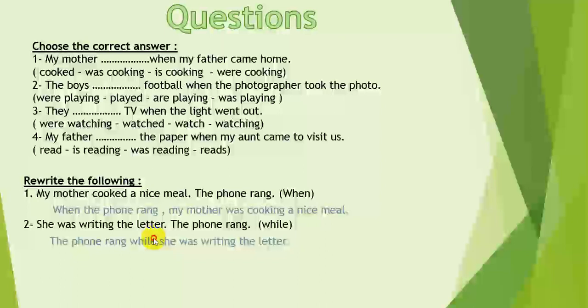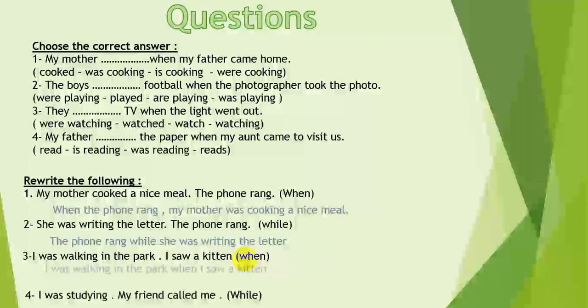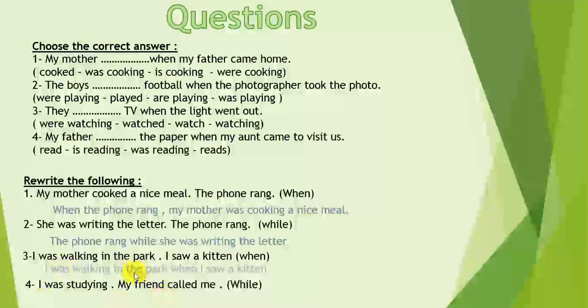Now, number 3. I was walking in the park. I saw a kitten. And here, when is capital? No. So I will put it in the middle of the sentence. What comes after when? Past simple. Great. So it's gonna be, I was walking in the park when I saw a kitten.